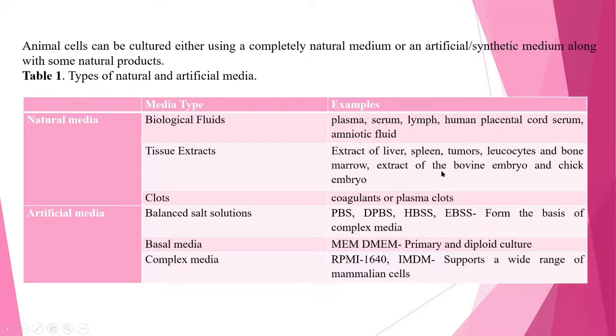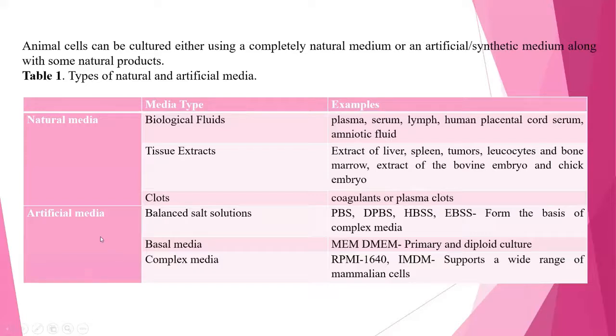Then extract of the bovine embryo. So bovine embryo itself or the chick embryo itself were used as a natural media, as all the required sources for these nutrients were obtained from these embryo extracts. Okay, then clots were also used as natural media, that is clots and coagulants or plasma clots. So why? Because even the plasma clots are enriched with different types of nutrients and growth factors present in them. Okay, that's why they are important.